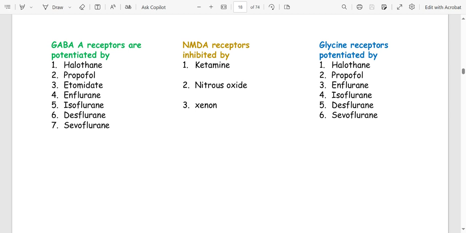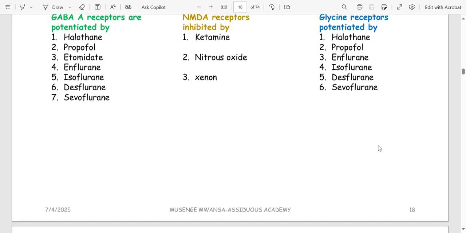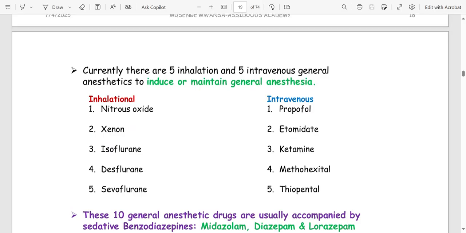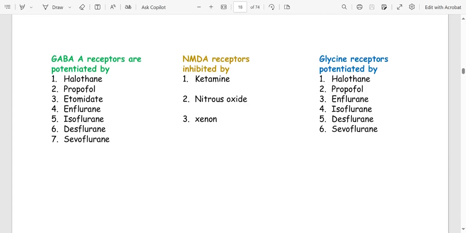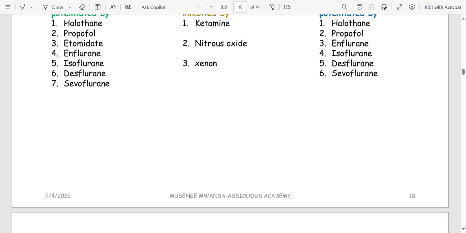Glycine receptors can as well be potentiated. You can see that of those which are potentiating GABA receptors, the majority are also potentiating the glycine receptors: halothane, propofol, enflurane, isoflurane, desflurane, sevoflurane. Not that you really must, but take note that some of the different drugs will strengthen the GABA binding, others will strengthen glycine binding.